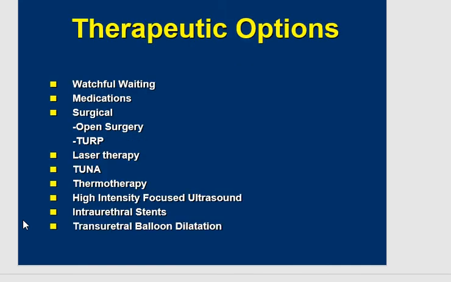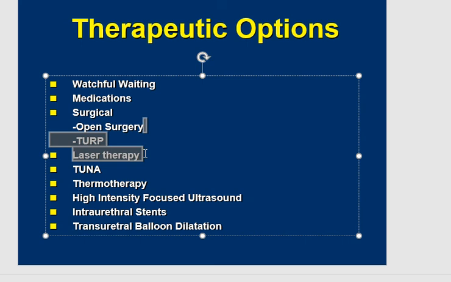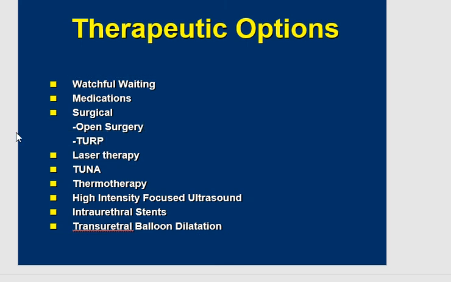Same. So what are the therapeutic options left? What to do with these patients? Watchful waiting, medical therapy, surgical therapy, laser, TUNA. TUNA is transurethral needle ablation, thermotherapy, high intensity focused ultrasound, intraurethral stents, transurethral balloon dilatation. Normally we use watchful waiting, certain drugs are used, surgery is done, laser is also being done.